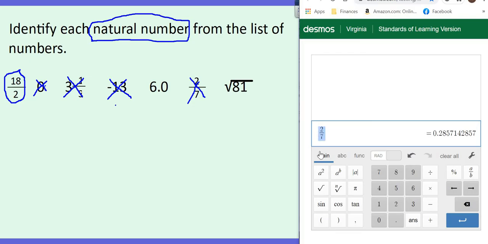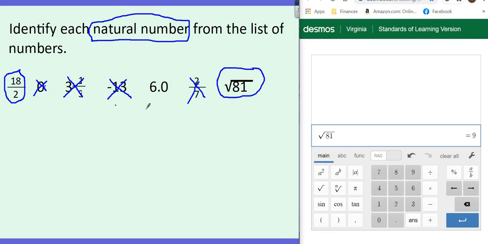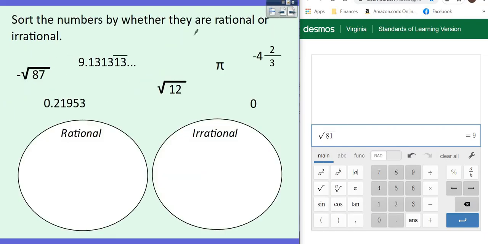And then I'm going to go ahead and put the square root of 81 in my calculator. And that is also 9. So that is a natural number. So let's look at this 6.0. If you have a decimal and the number after it, or all of the numbers, are zeros, then it is natural. That's kind of the exception to the rule. I realize it has a decimal point, but the number after it is 0, which means that it really doesn't have to be there, so that number is actually 6. So remember that. That might be something they try to trick you with.